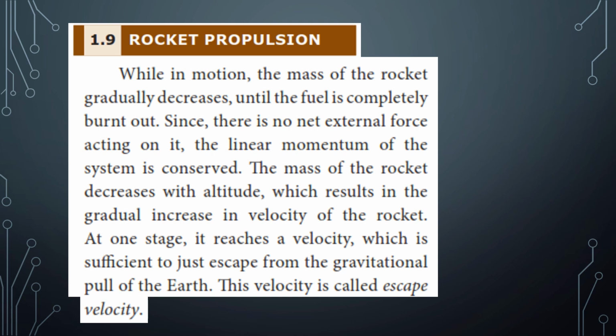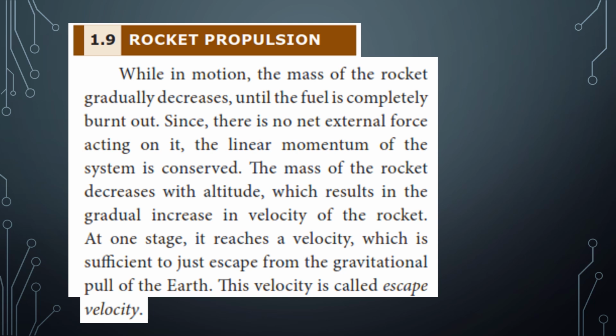To balance this momentum, an equal and opposite reaction force is produced in the combustion chamber, which makes the rocket project forward. While in motion, the mass of the rocket gradually decreases until the fuel is completely burnt out. Since there is no net external force acting on it, the linear momentum of the system is conserved.